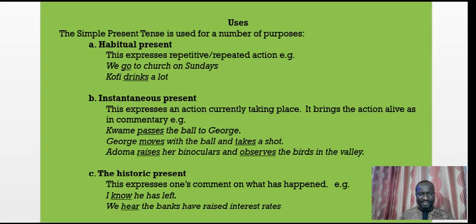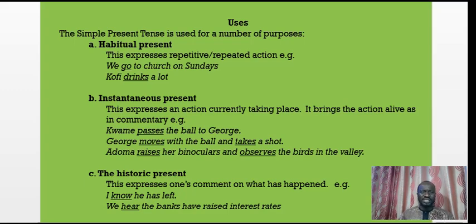instantaneous present. This expresses an action currently taking place. It brings the action alive, as like what the commentary does. For example, Kwame passes the ball to George. George does so to Manu. Manu receives the ball. He directs it to Kwaku Manu. So you see that when it does this, you are rather giving a commentary.